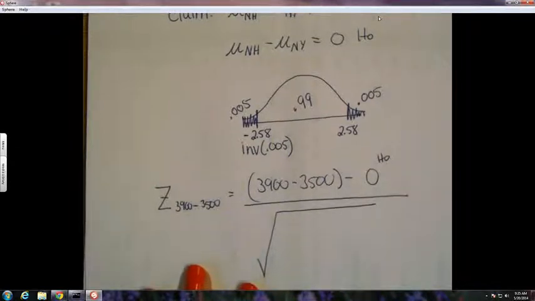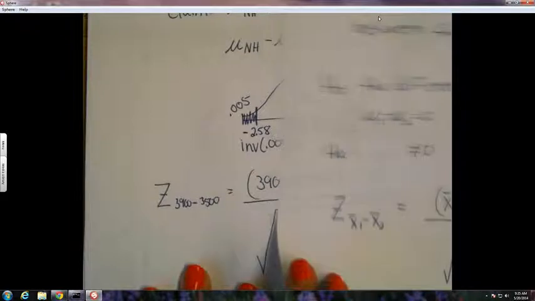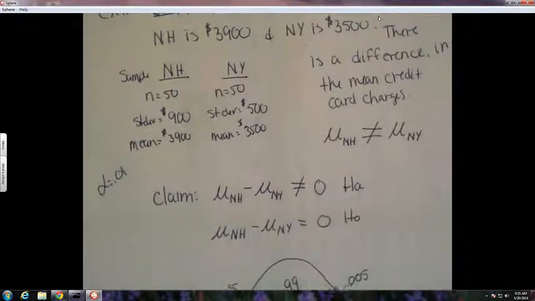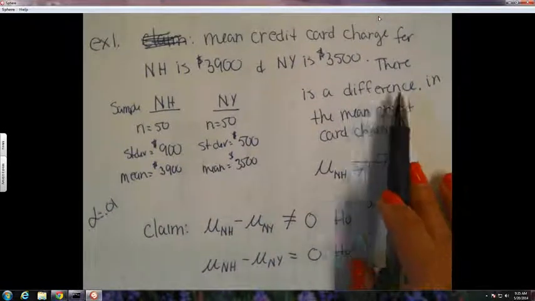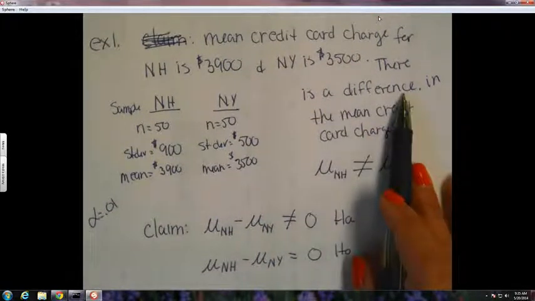Why is the number 0? What do you have in the whole? What number is in the whole? 0. Why is it 0? Because of the way they said this: that there is a difference. They didn't say the difference was $500. They didn't say it was more than $200. They just said there is a difference. So all I know is they are not equal.